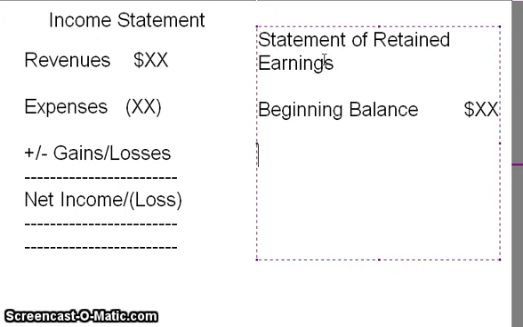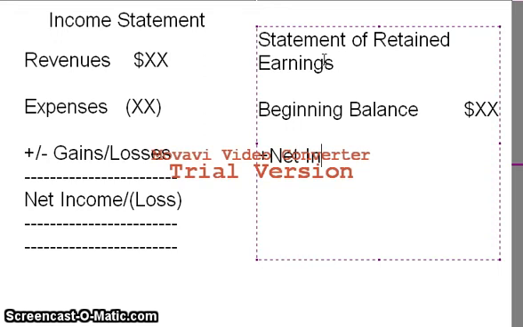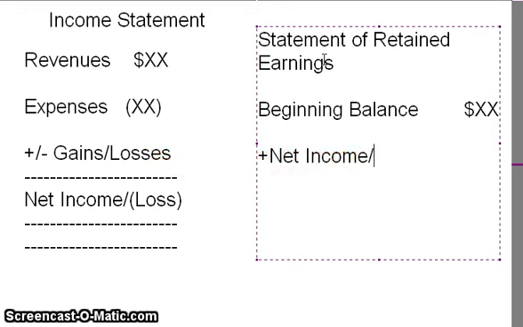From here, you'd add in any net income or subtract any net loss. Again, I'm going to keep it simple and go with net income and loss like this. So let's hope that you actually made money this year doing whatever your business is. We'll say that's added in to the statement of retained earnings.